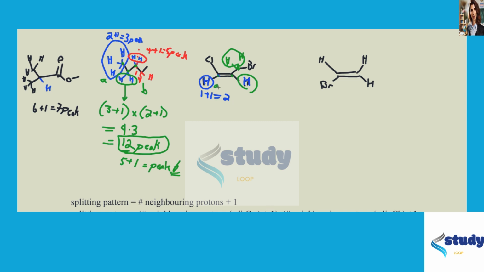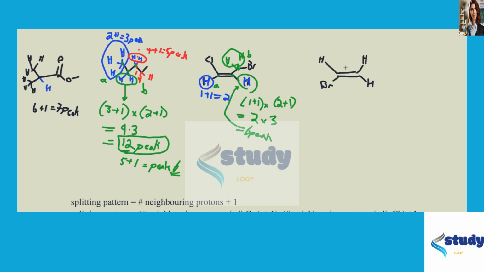So if I call blue A and green B, I see that to determine the peak pattern of this green proton, I need to look at this neighbor A, which has neighboring 1 proton plus 1, and you have to multiply that by neighbor B, which has 2 protons off this carbon plus 1. So I have a total for the splitting pattern of 2 times 3, so I will have 6 peaks for this green proton here.